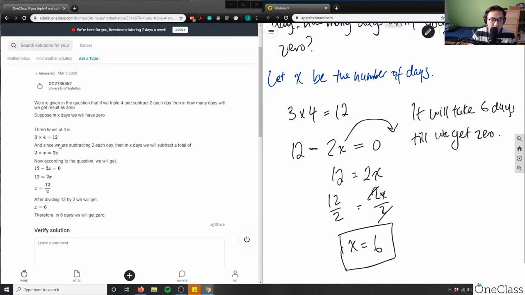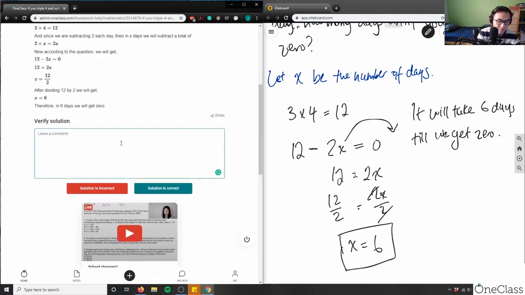And as you can see, they did the exact same thing, which is good. I wish they had some sort of let statement, so then x days, we will subtract a total of that. That's totally fine. They defined x as the number of days, which is good. 3 times 4, and then they created the equation here. And therefore, in 6 days, we will get 0. Sweet. This is a great solution, perfect solution, great analysis.